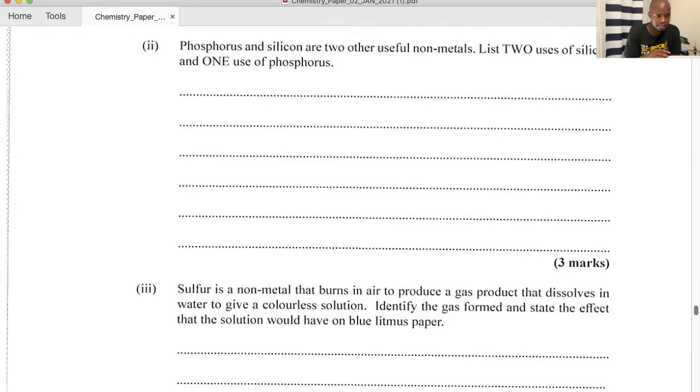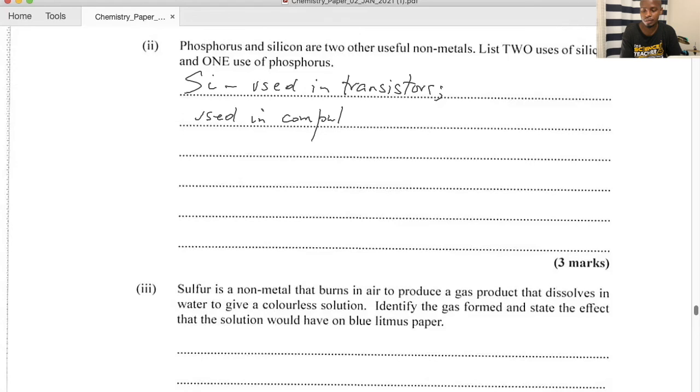Phosphorus and silicon, these are nonmetals. Phosphorus and silicon are two other useful nonmetals. List two uses of silicon and one use of phosphorus. So silicon is used in transistors, also used in computer chips. Well, compounds of silicon have other uses, for example, silicon dioxide, sand, in the manufacture of glass, but we just want to stay specific to the uses of silicon. All right, and they want one use of phosphorus.